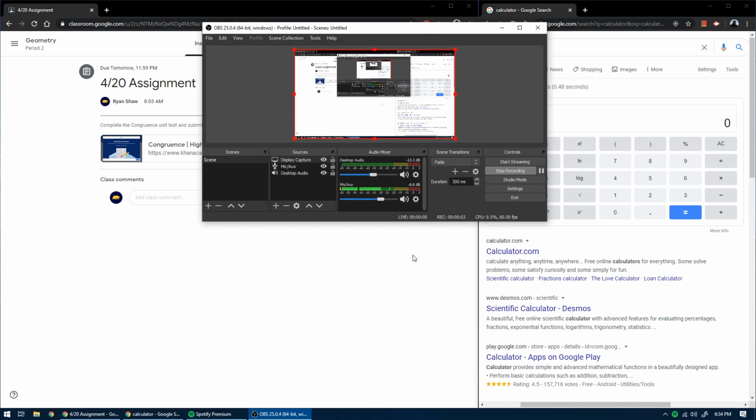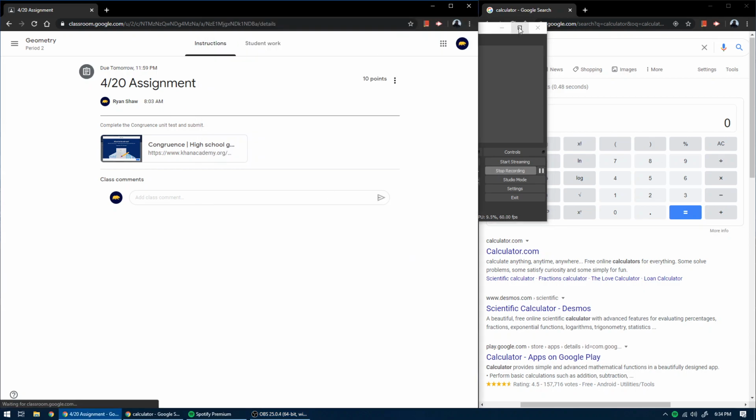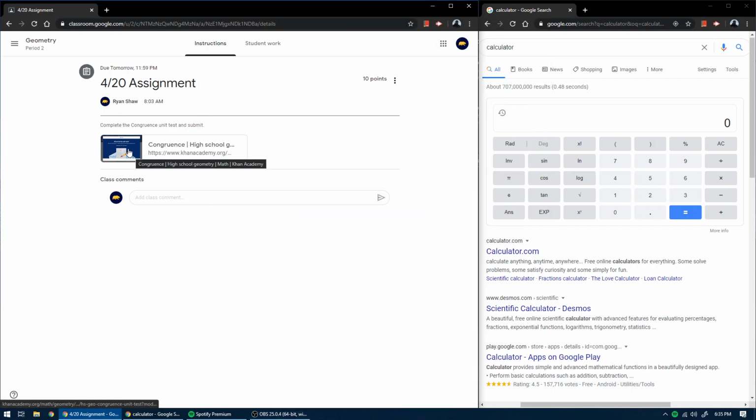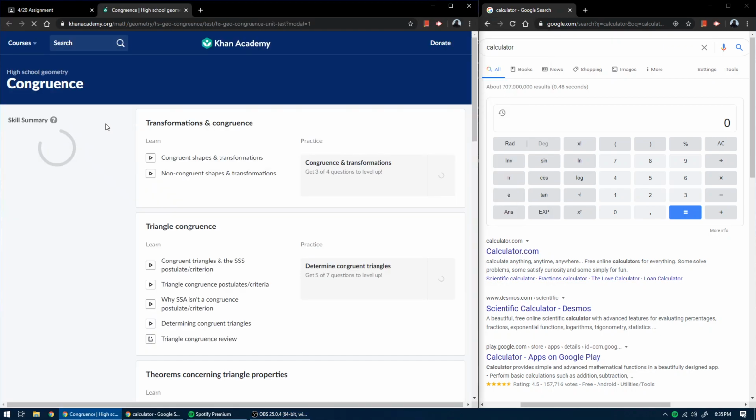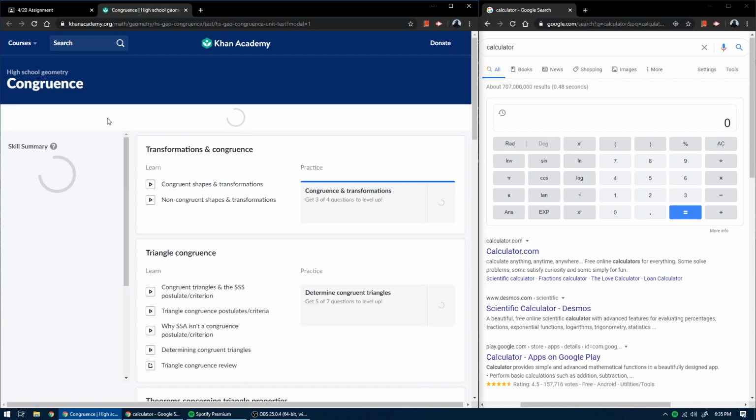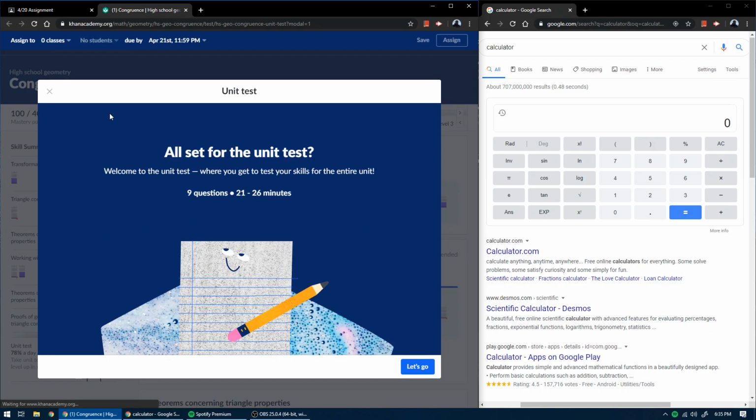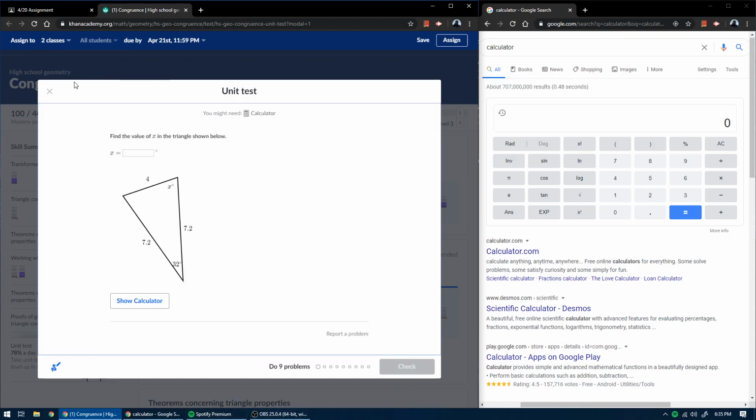Hello everyone. Today I am going through the 420 assignment, the Congruence unit test for geometry. Some of the stuff we covered in class, some of the stuff was covered through Khan Academy, but all this stuff should be familiar.